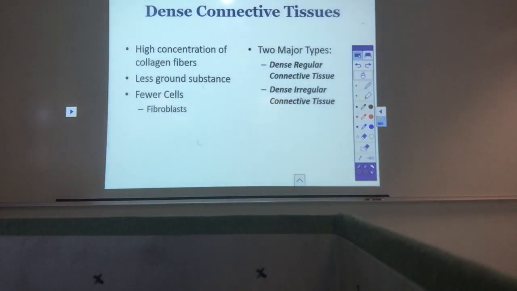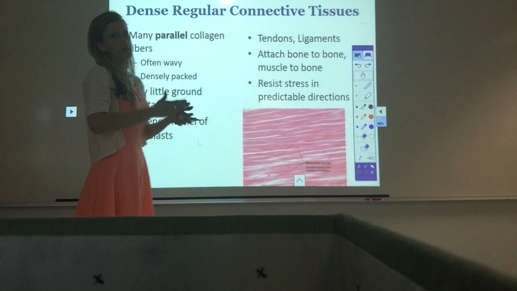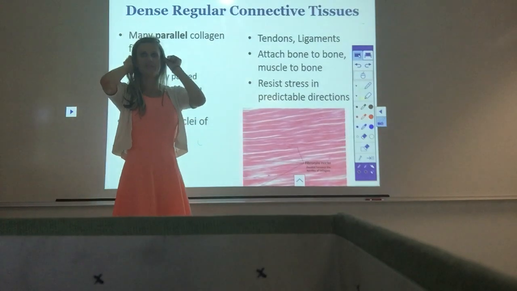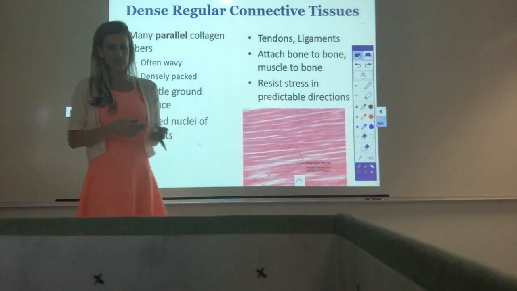Then we'll look at a couple types of dense connective tissue. So when we look at dense connective tissue, we see that it's really dense. Okay? Instead of a loose arrangement of protein fibers, they're really, really densely packed together. We'll see that we have dense regular and dense irregular connective tissue.